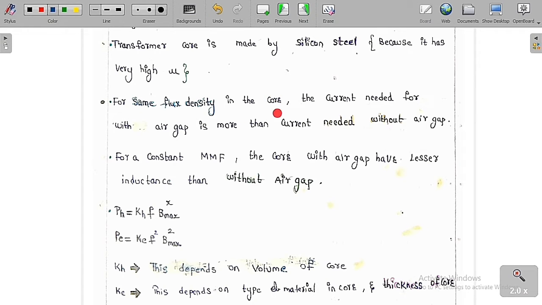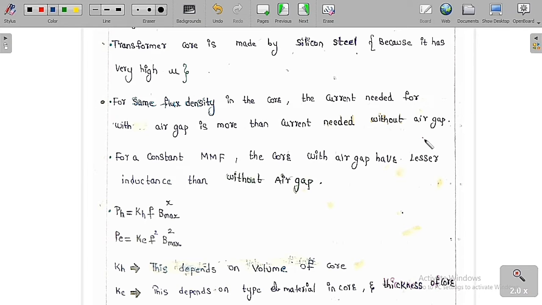For the same flux density in the core, the current needed with an air gap is more than the current needed without an air gap. Suppose you want to make a constant magnetic flux both in the core and in the air gap, then definitely we need a huge amount of current, because the permeability of the air gap is less, but the reluctance is very high, because both are inversely proportional.